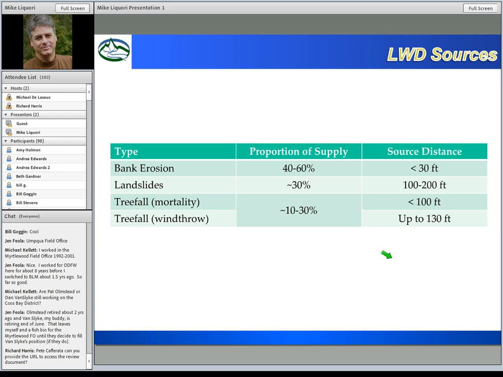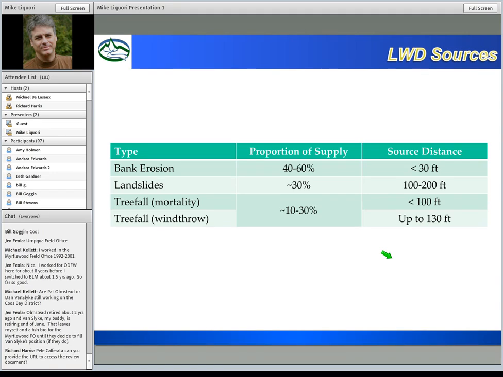What we do know is when we look at the large woody debris source areas, there are basically 4 different types of recruitment process. There's bank erosion, where the stream migrates and causes the bank to erode. As the bank gets undercut, the tree that's sitting on top of the bank falls into the stream.